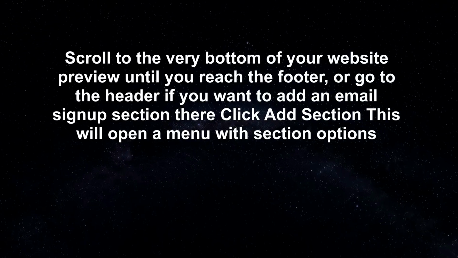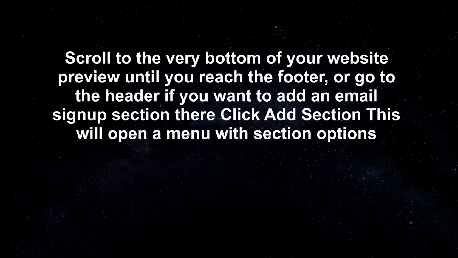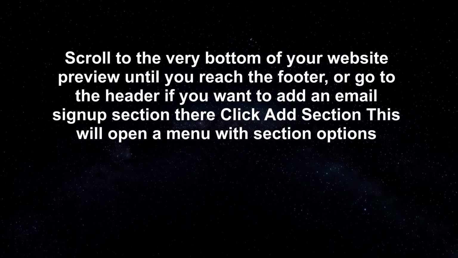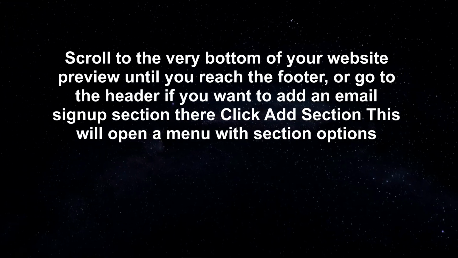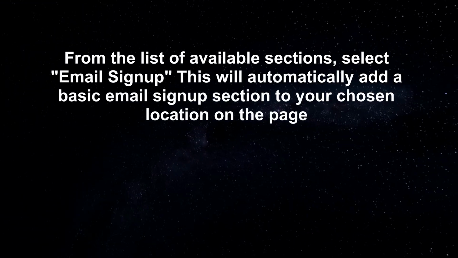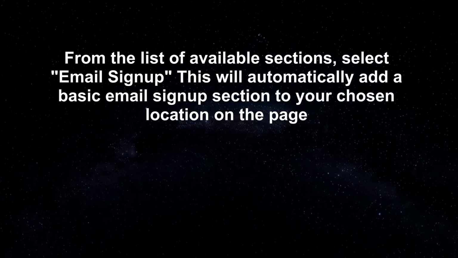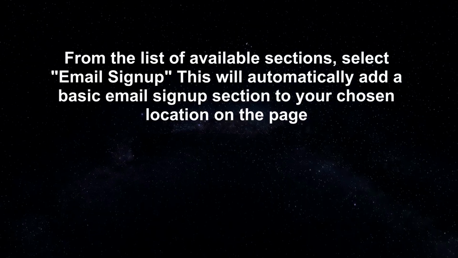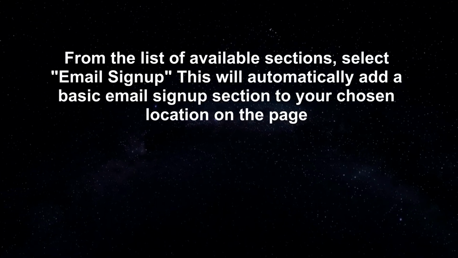Scroll to the very bottom of your website preview until you reach the footer, or go to the header if you want to add an email Signup section there. Click Add Section. This will open a menu with section options. From the list of available sections, select Email Signup. This will automatically add a basic email Signup section to your chosen location on the page.